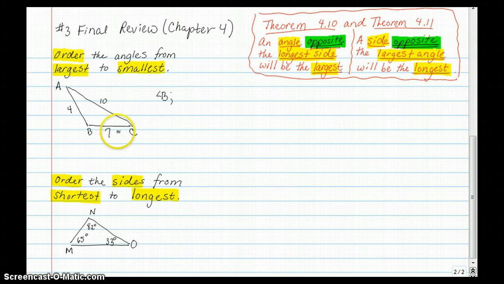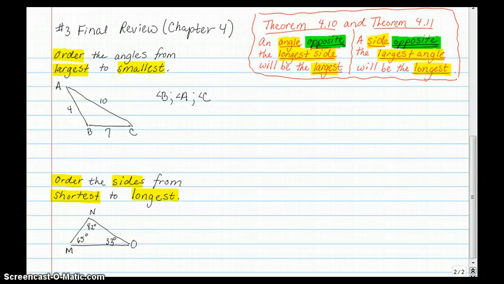And then we go to the next size side, which is 7. The angle opposite is A, so angle A. And then finally, we don't even need to do this, but we can look and see the smallest side is 4, the angle opposite is angle C. So it's angle B, angle A, and angle C from largest to smallest. Now, the other theorem is 4.11, which is kind of the converse, the opposite of the one we just did.